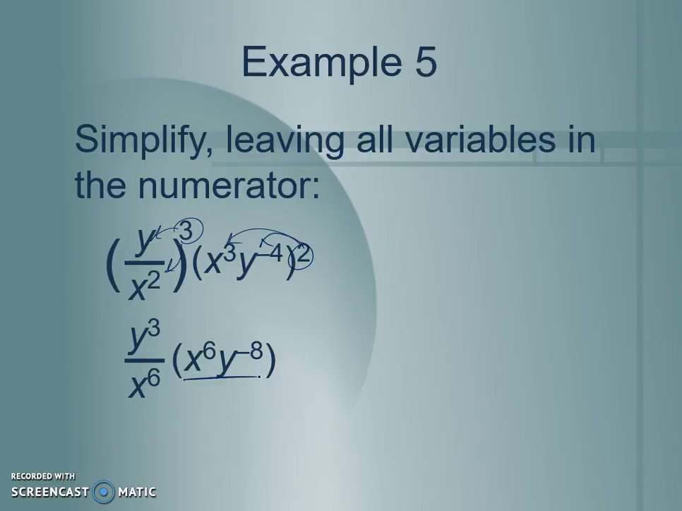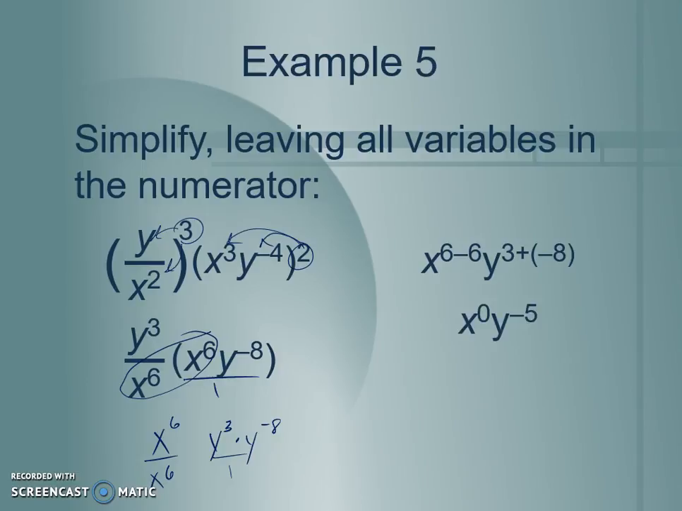So you can kind of just picture all this over one as well. We need to find our x's first, so we'll have x to the sixth over x to the sixth. And then we have y to the third times y to the negative 8. When we have x to the sixth divided by x to the sixth, we're subtracting those powers. When we have y to the third times y to the negative 8th, we're adding those powers. So 6 minus 6 gives us x to the 0. 3 plus negative 8 gives us y to the negative 5th.